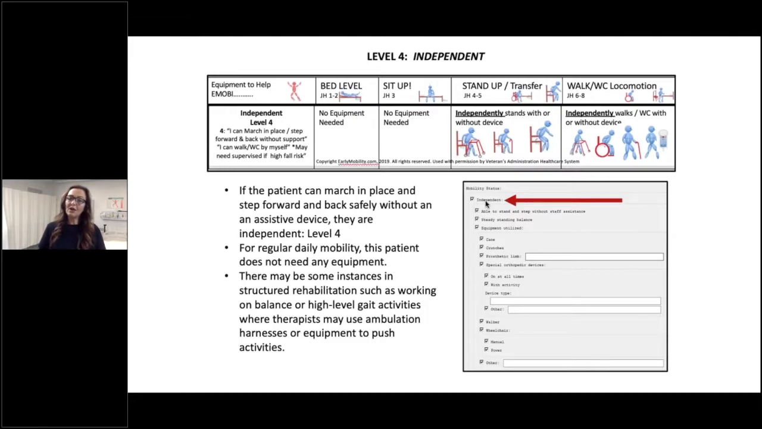And then a level 4 independent without the level A. This is somebody who does not need an assistive device. They're safe marching forward and back. There's no loss of balance. They're not at risk for falling, and you feel confident telling them you can get up to the bathroom without me. If you need to go, just get up and go. You do not need to wait for somebody to go to the bathroom.